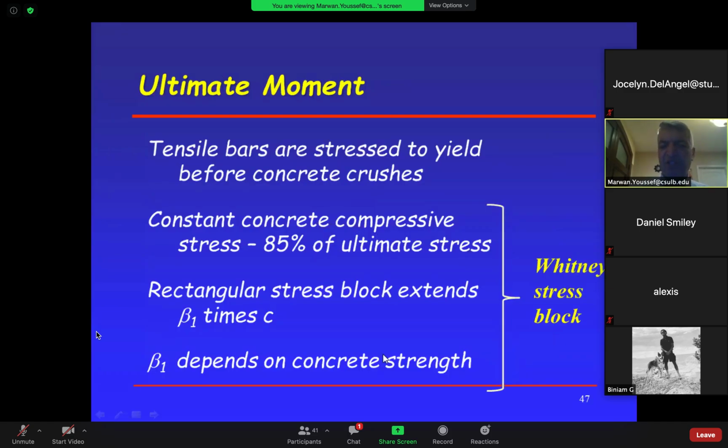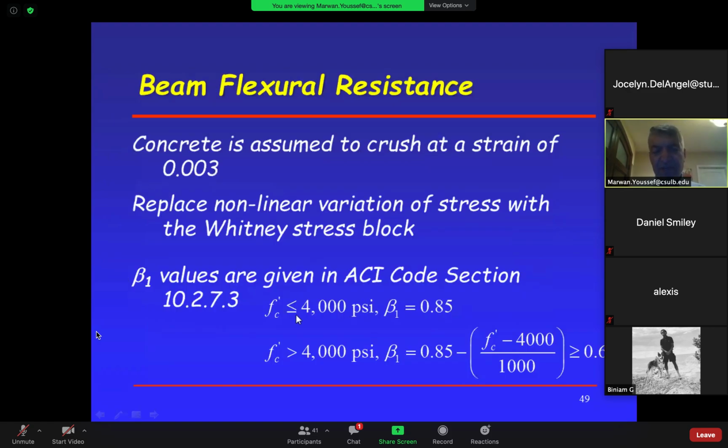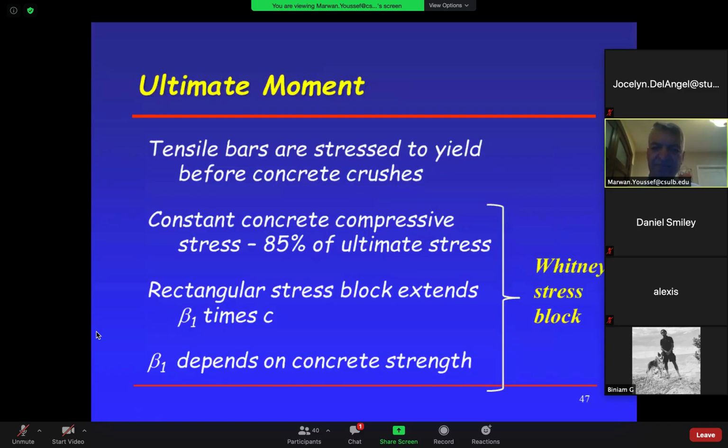Now, beta 1 depends on the strength of the concrete. Let me skip to that. See, beta 1, if F prime C is less than or equal to 4,000, which 99.9% of the time is going to be the case in the class and in real life, beta 1 is 0.85. So this dimension is 85% of C, and this dimension is 85% of F prime C, in plain English. All right? So that's what Whitney said.